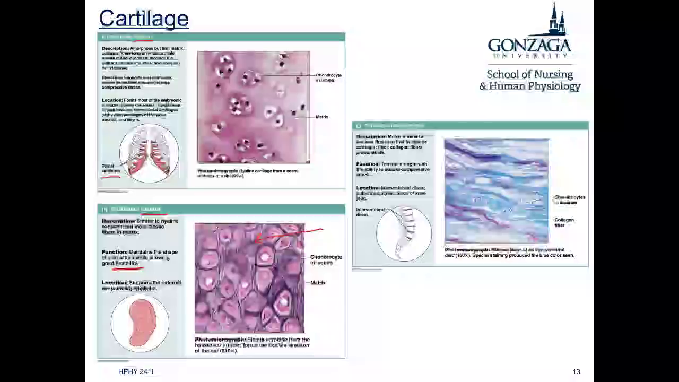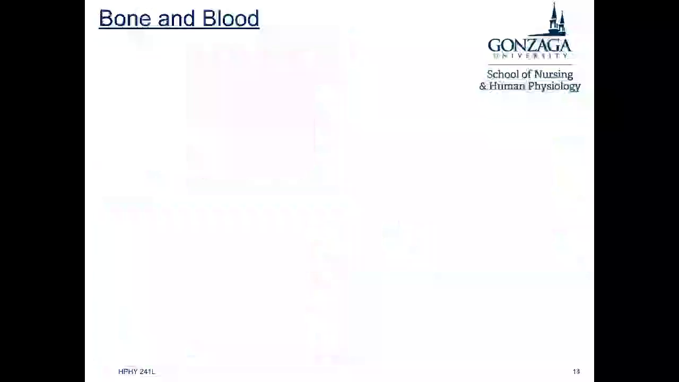Third type of cartilage is fibrocartilage. Still has chondrocytes in the lacuna, but easily identified because of the blue appearance. It's a slightly different type of collagen, but really good at providing tensile strength, and a good example of this are the intervertebral discs between the vertebrae.